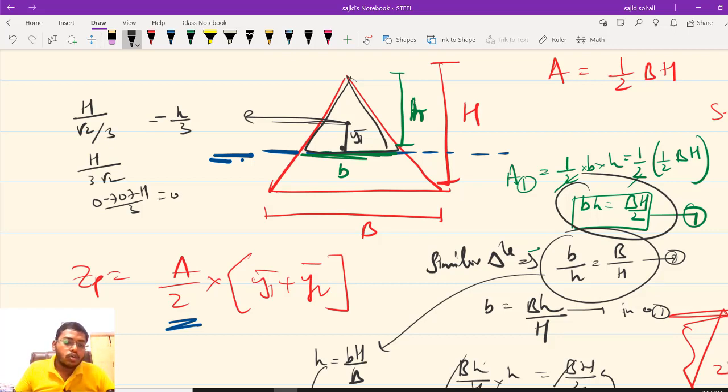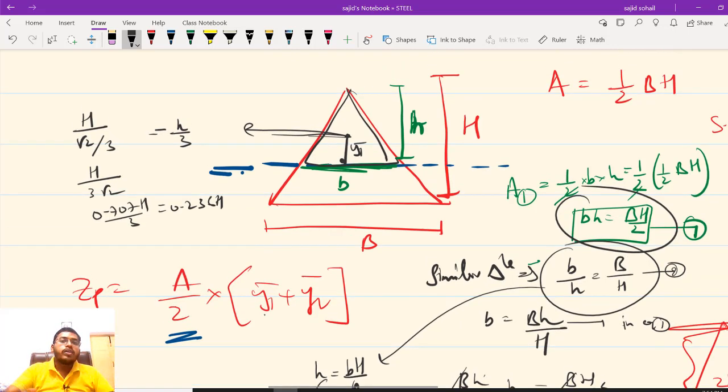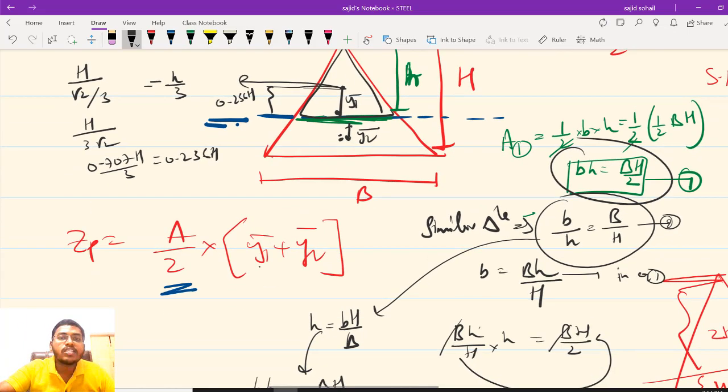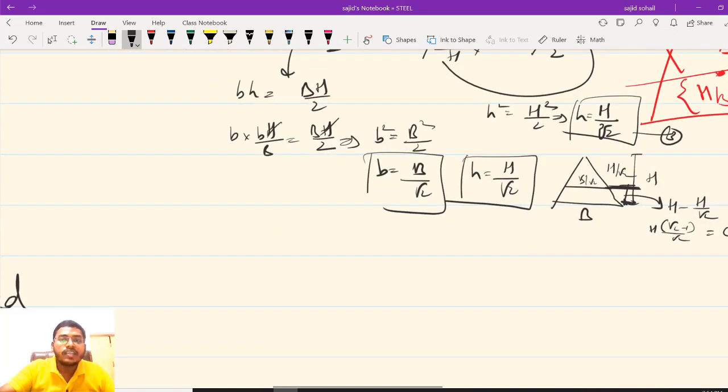So I got 0.236h. So this y1 bar, I know it is at a distance of 0.236h. Now I have to calculate this y2 bar. This y2 bar is important. Once I calculate y2 bar, my entire problem is done. How to calculate this y2 bar? So I am writing that figure here clearly.